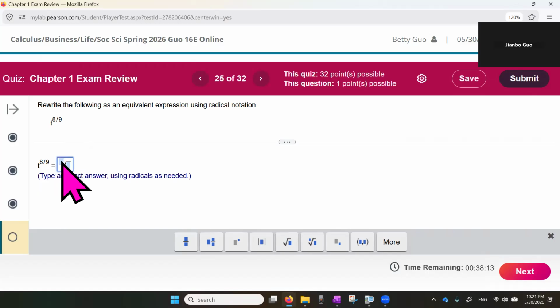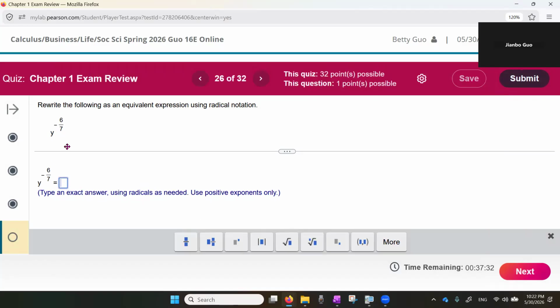The denominator goes here as the root number of the radical, 9. And under the radical symbol, the radicand, you're going to have t to the power of 8. So basically, the denominator of the exponent goes here as the index. The numerator of the exponent remains on the shoulder of t. Right? This is the formula.